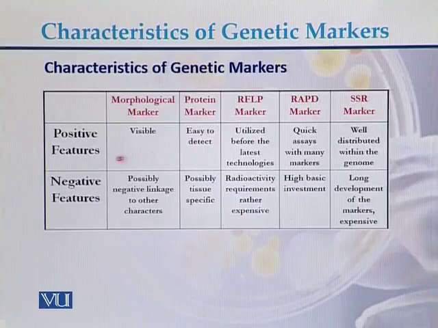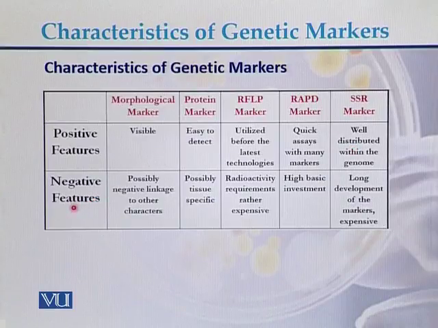Other characteristics of the genetic markers are in the form of positive features and negative features, for morphological markers, protein markers, RFLP, RAPD, and SSR. Among the positive features, morphological markers are visible, protein markers are easy to detect, and RFLP was utilized before the latest technologies; in most cases now it is not used. RAPD offers a quick assay with many markers well distributed within the genome. In case of SSR markers, they are well distributed within the entire genome.